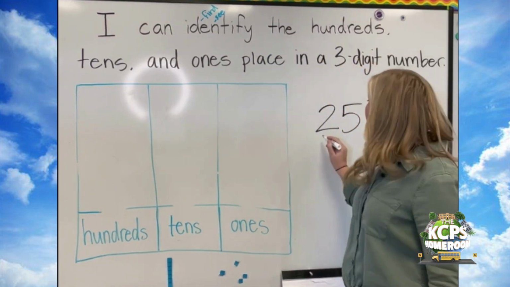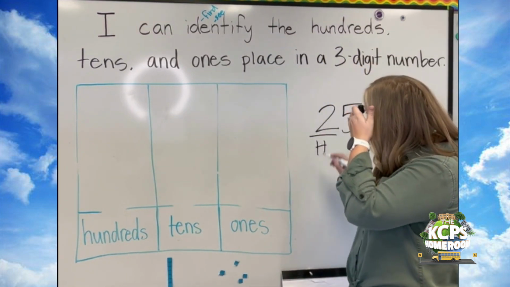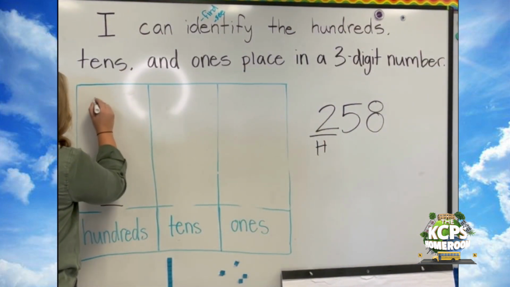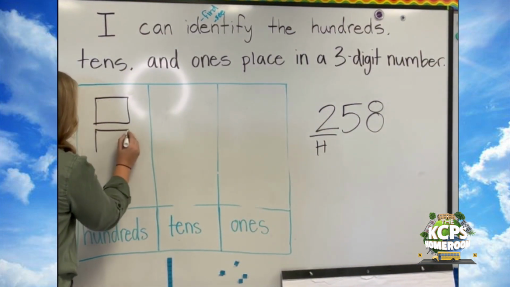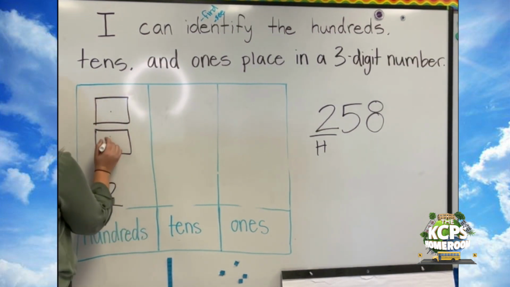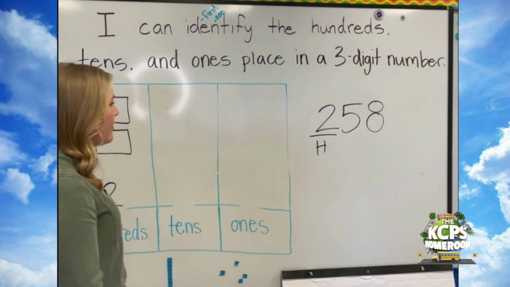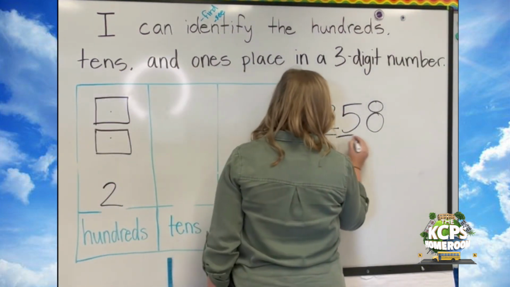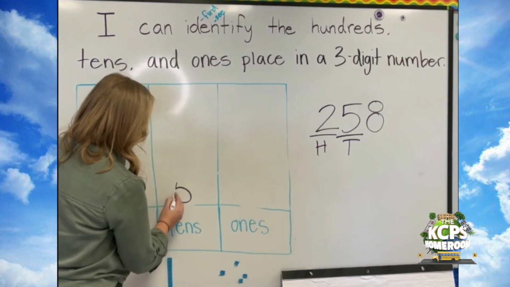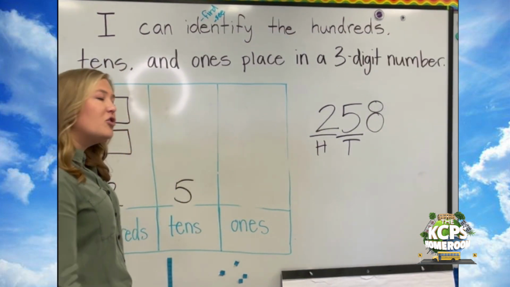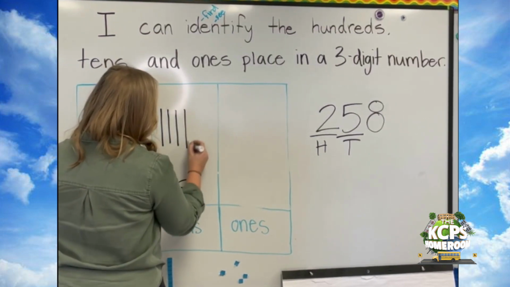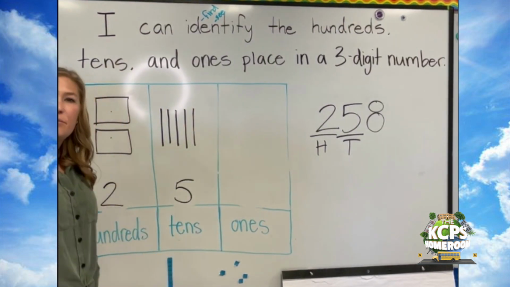I see that we have a 2 in the hundreds place. So I'm going to come over here and put a 2. I'm going to draw my 2 big squares that equal my hundreds. 100, 200. And then I look over here, I see that there is a 5 in my tens place. So I know I need to write a 5 in my tens column. And I'm going to draw 5 10 rods. 10, 20, 30, 40, 50. And I do my best to make them even.